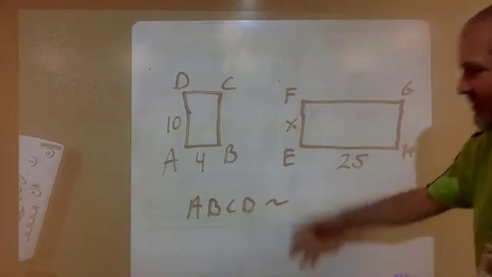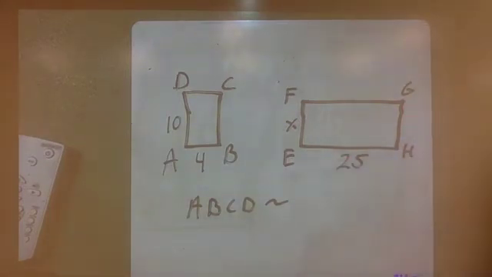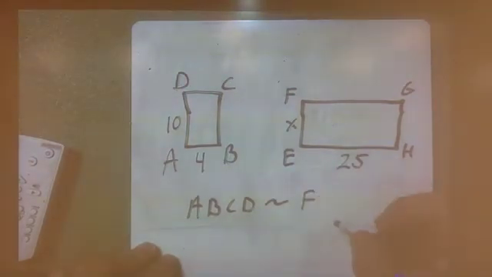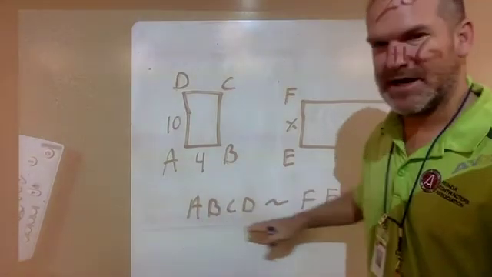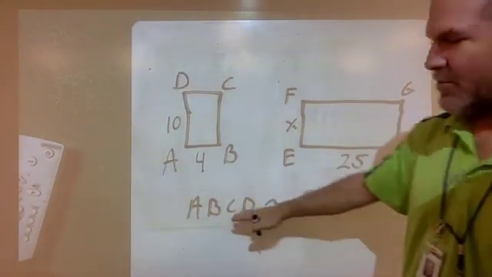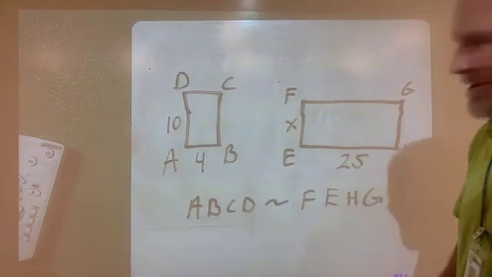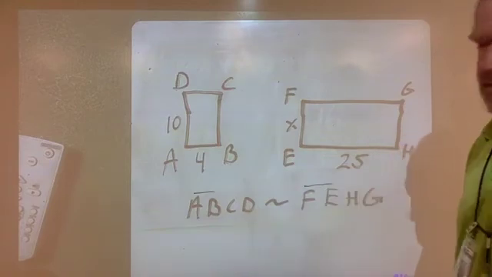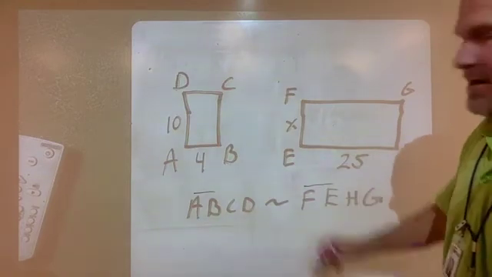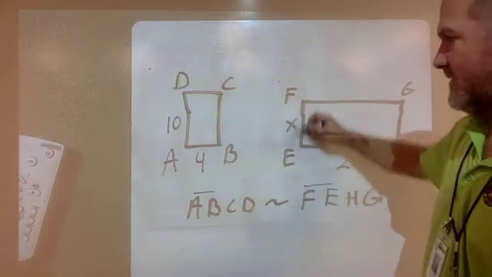So they might tell you that ABCD is similar to FEHG. If you have that, then they're telling you which sides match up to each other because the order matters, just like the order mattered in a triangle. The first 2 letters, that's going to be a side, is going to match up with those first 2 letters. So AB is going to match up with FE.